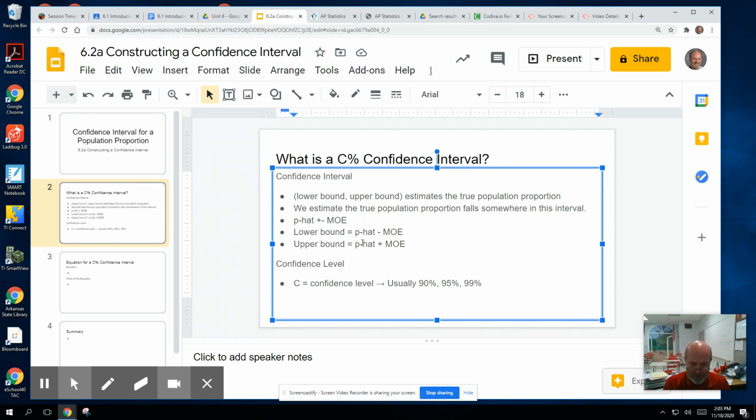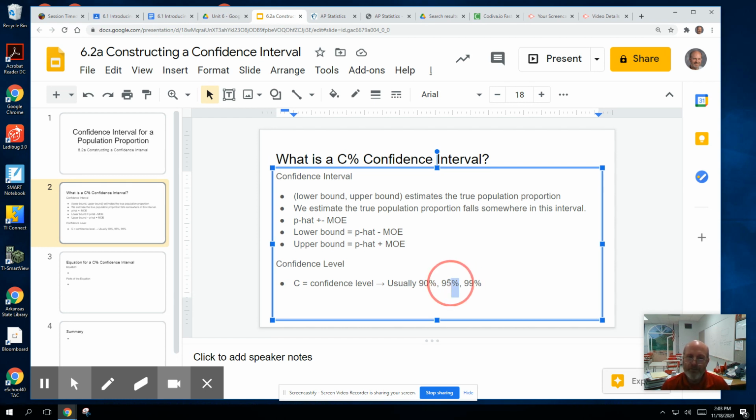And each one of those p-hats in the sampling distribution is going to be associated with a particular confidence interval. That's where we're going to apply the confidence level. When we set the confidence level at 90%, that means that 90% of all of the possible confidence intervals will contain the true population proportion.